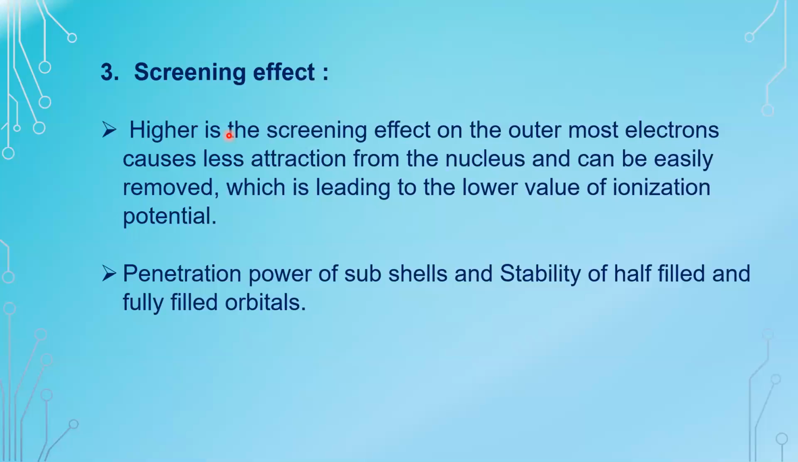Hence, penetration power of subshells and stability of half-filled and fully filled orbitals is more. So, the higher the screening effect on the outermost electrons, the less attraction from the nucleus, and they can be easily removed, which leads to a lower value of ionization potential.